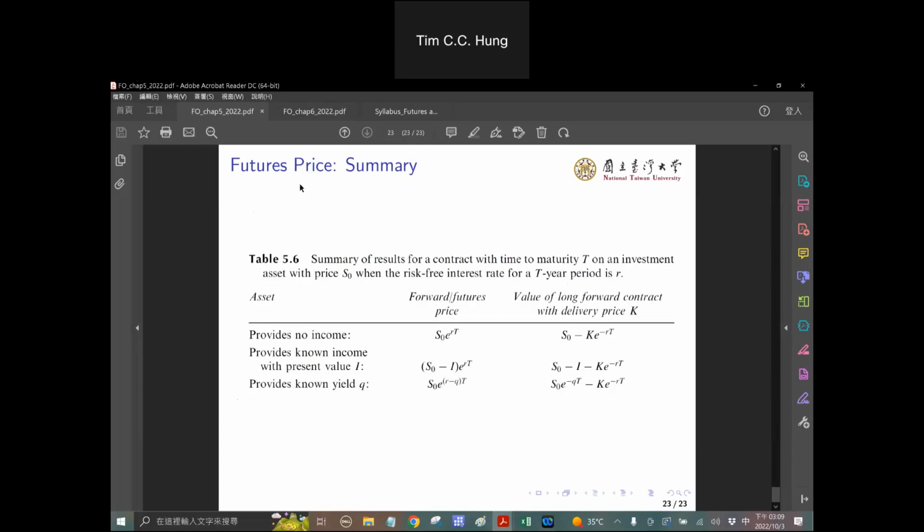Okay, so that's pretty much chapter 5. And we're going to have a very hard time later, talking about chapter 6. So you guys may have a break now.